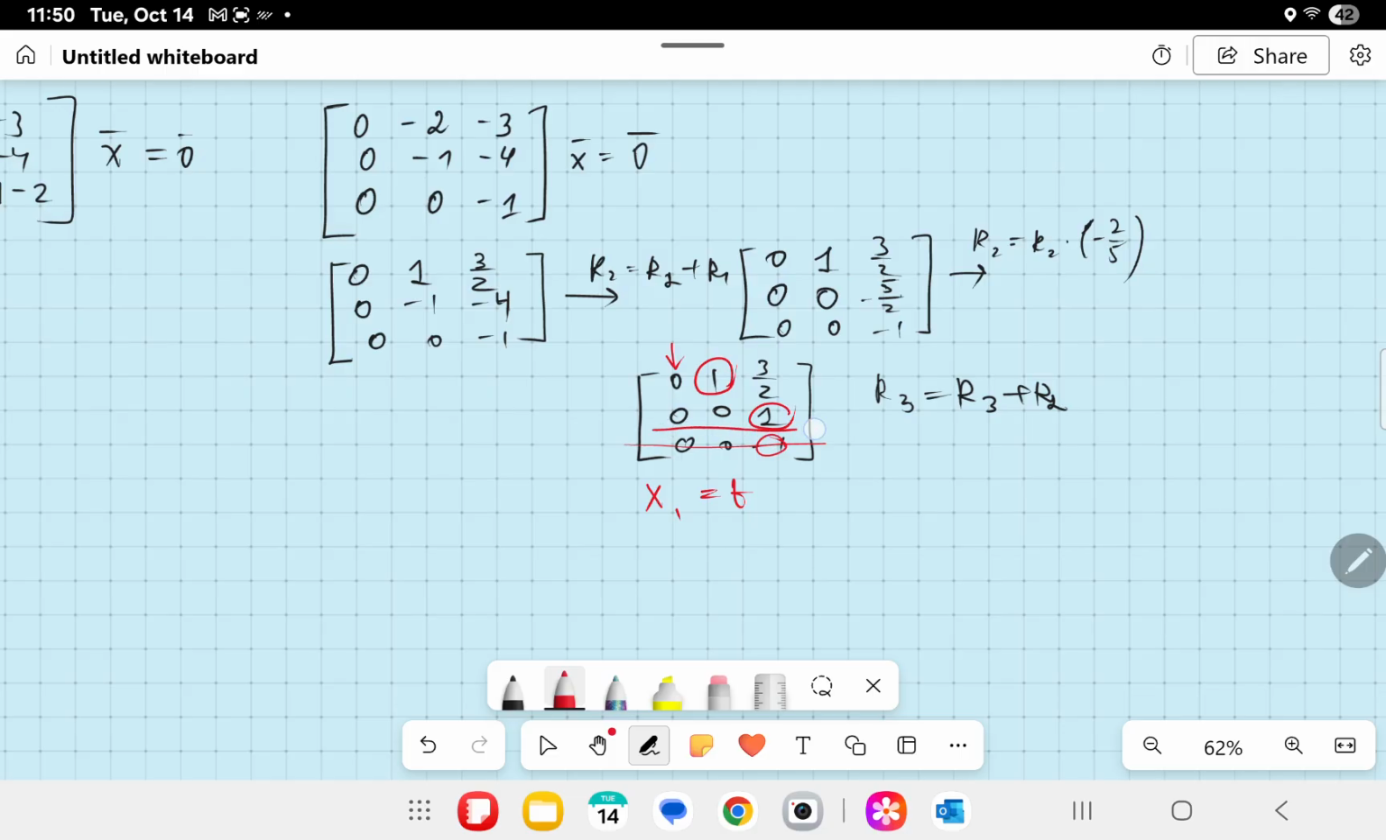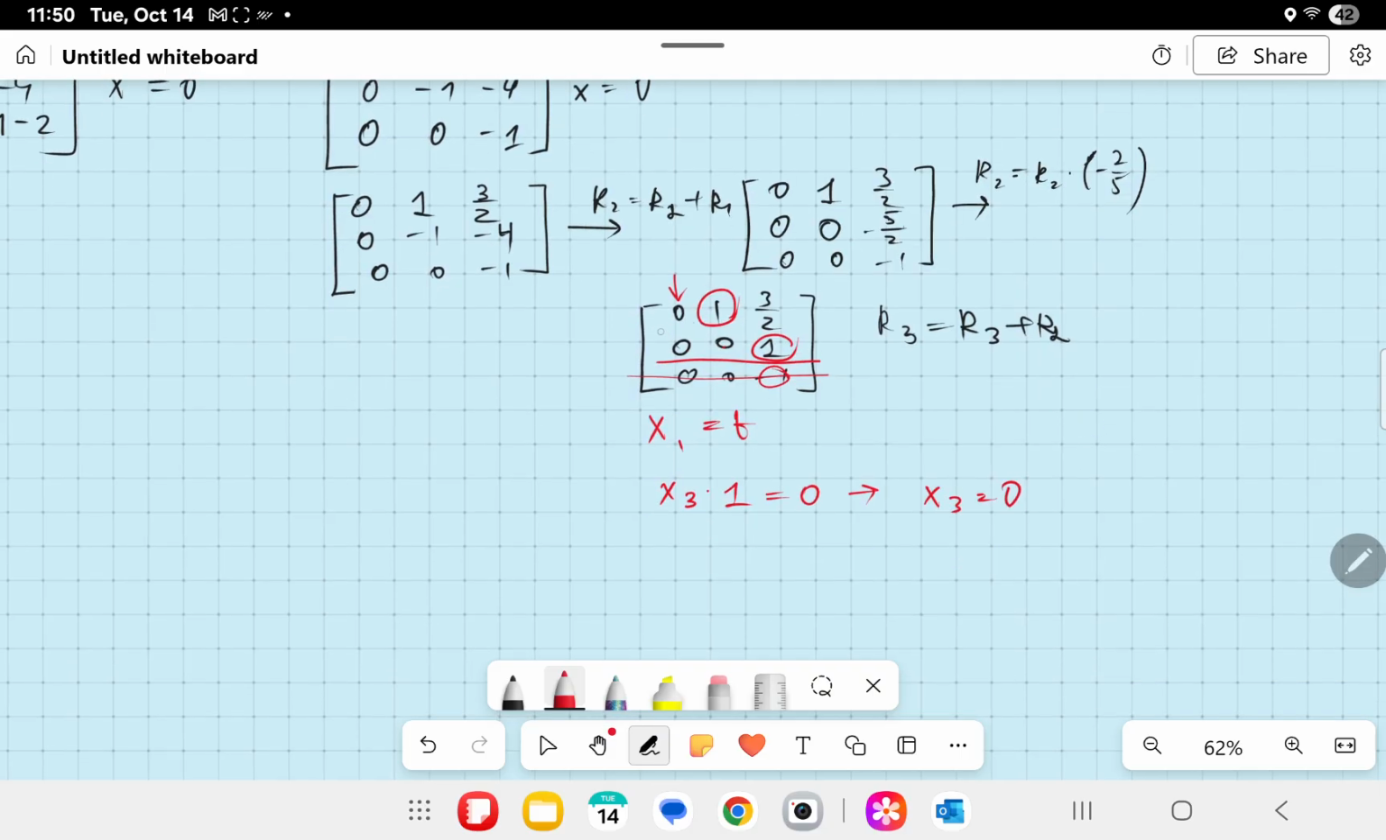What I have for x2, this equation is, no, that's not x2, x3. x3 multiplied by 1, these twos are zeros and equals 0. Obviously that x3 from this equals 0. And x2 is going to be found from this equation.